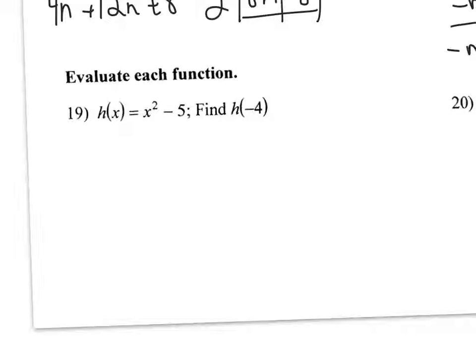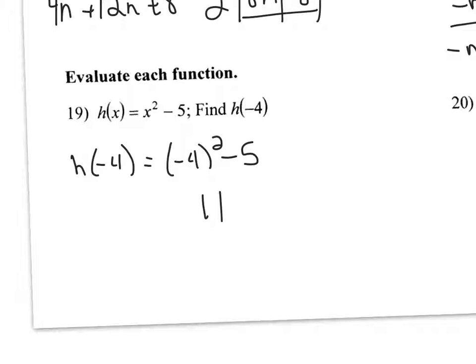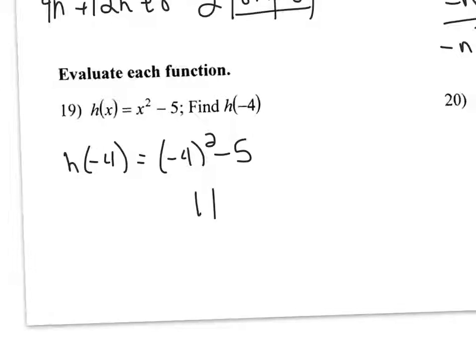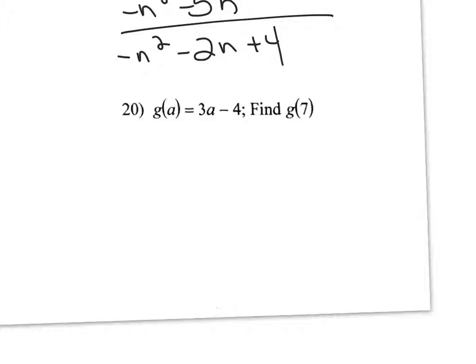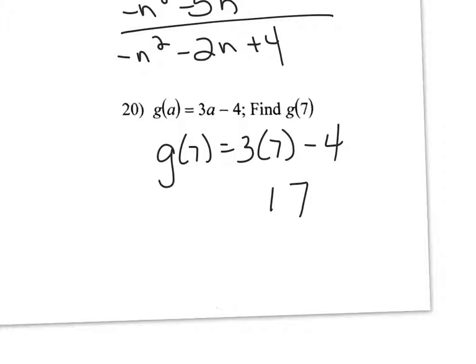Okay, then this one, just want to evaluate the function, so it's just plugging it in. So finding h of negative 4, we simply do negative 4 squared minus 5. And 16 minus 5 is 11. You could just plug that in your calculator, or you can do the math. Same deal here. We're finding g of 7. So 3 times 7 minus 4. 21 minus 4 is 17.